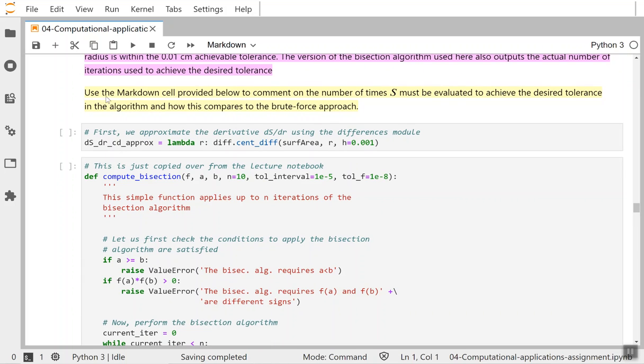So what you need to do is use the markdown cell provided below to comment on the number of times the surface area function S must be evaluated to achieve the desired tolerance in the algorithm, and you need to compare that to the brute force approach.